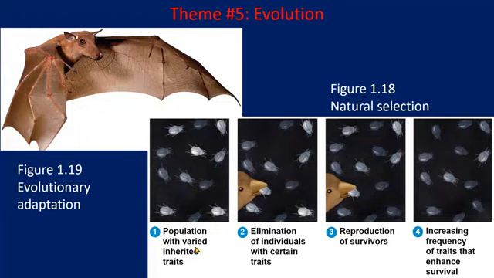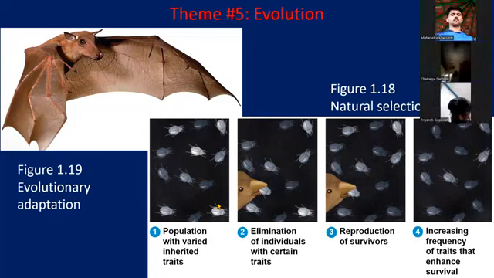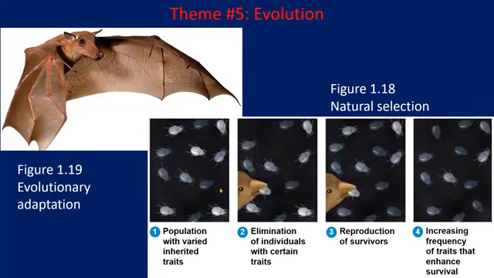Picture 1 shows the population with the varied inherited traits of the beetle. What you see over here is that the beetle has different colors. Some are dark, some are bright. Subsequently, during natural selection, let's say this is the bird, and when it looks at the beetles, when it eats, it will obviously choose the brightest because that would be easy to spot.